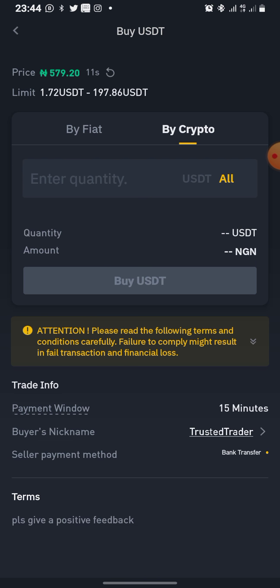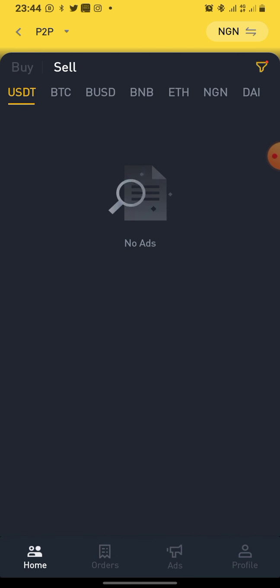There are options too for appeal. So maybe you've transferred the money to the person and the person is taking longer than required. There is an opportunity to place an appeal too, where Binance will come into the case to check why the transaction has not been successful. It's almost the same thing with selling.